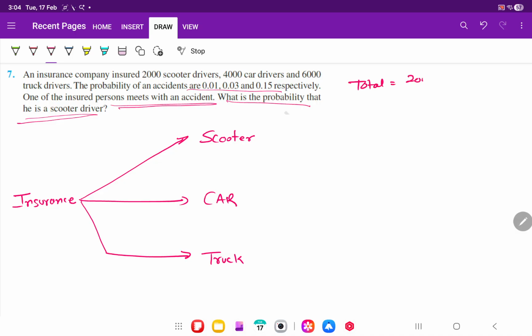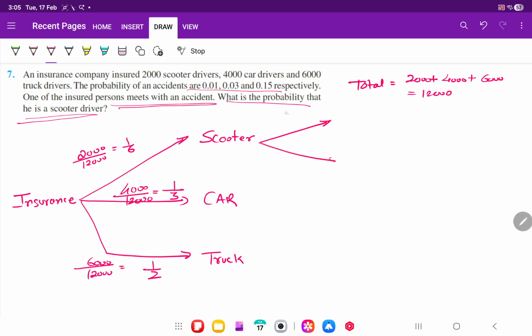So how many are total? Total vehicles are 2000 plus 4000 plus 6000, so I think 12,000 vehicles are there in total. How many are scooters? 2000 out of 12,000, which is 1 by 6. How many cars? 4000 out of 12,000, which is 1 by 3. Trucks are 6000 out of 12,000, which is 1 by 2. This data is given.